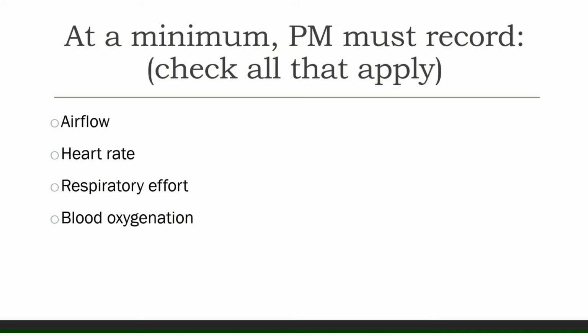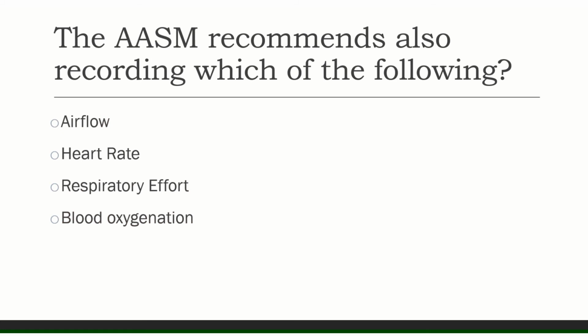Alrighty, so at minimum, portable monitoring must record what? Check all that apply. At minimum. Now I'll give you a hint, it's 3. BAR, B-A-R: blood oxygen, airflow, respiratory effort. It's not in the same order because I want you to remember it no matter how it's thrown out at you. But the AASM also recommends recording heart rate. Oh, I'm sorry. Didn't know that was the next question. The AASM also recommends recording of the following. Of course, I just gave it to you, heart rate.